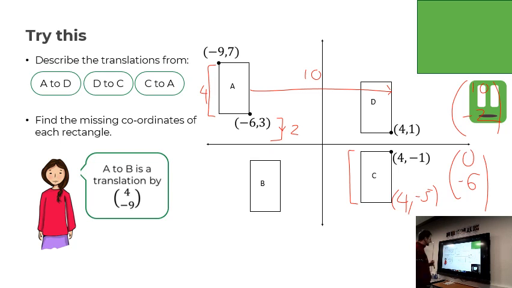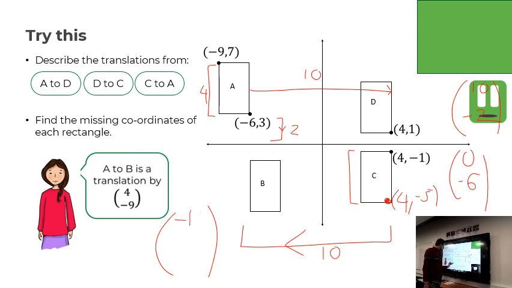Okay, what about from C to A? Let's have a look at this point here. So firstly, how far has it travelled to go to A? We started at 4, it's gone to the left. So it's gone to the left 10 units. Let's write it down. Since we are going to the left, this is going to be a negative value. So it'll be negative 10 units.